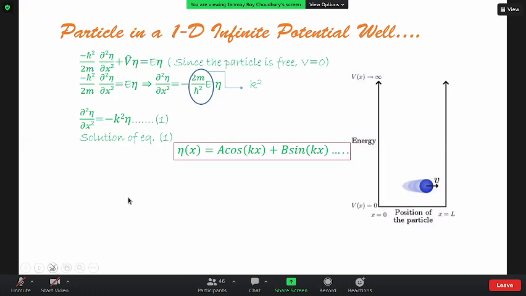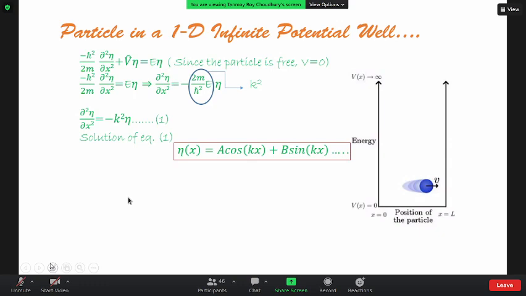This is the solution. Now, how many unknowns are there, students? How many unknowns are there? Three. A, B, and K. Right. So A, B, and K.